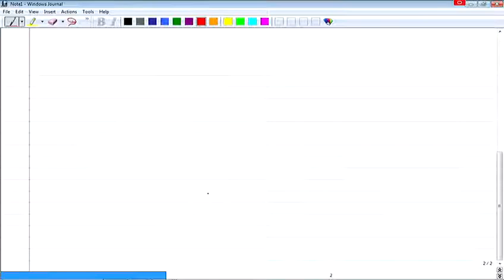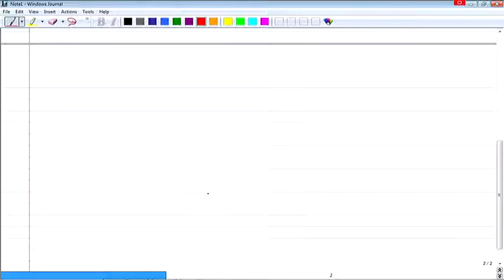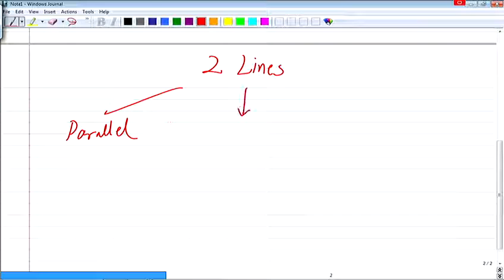Then after that, we talk about what happens if you have two lines. For two lines, again, we have some standard scenarios. It's either they are parallel, or intersecting. And the last one, we call them skew lines.